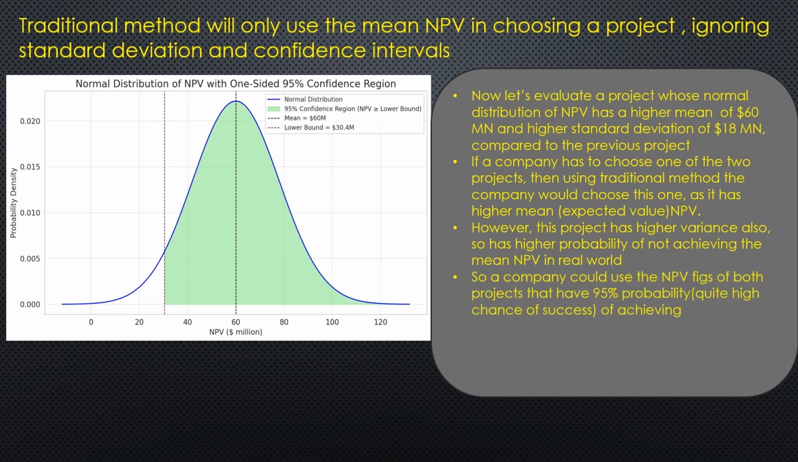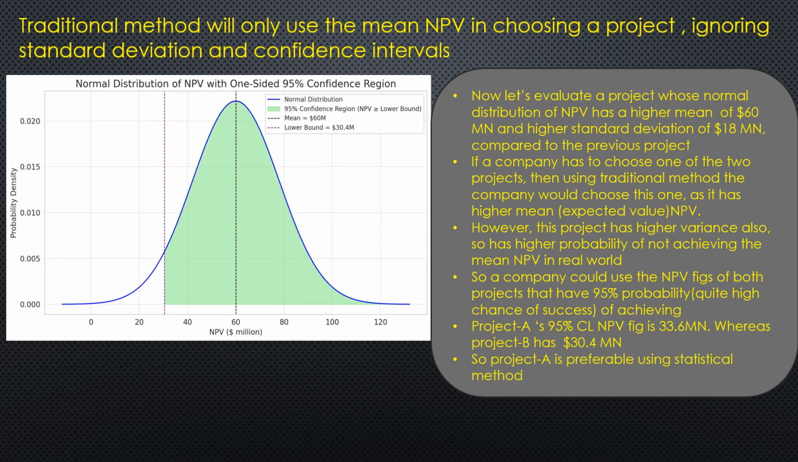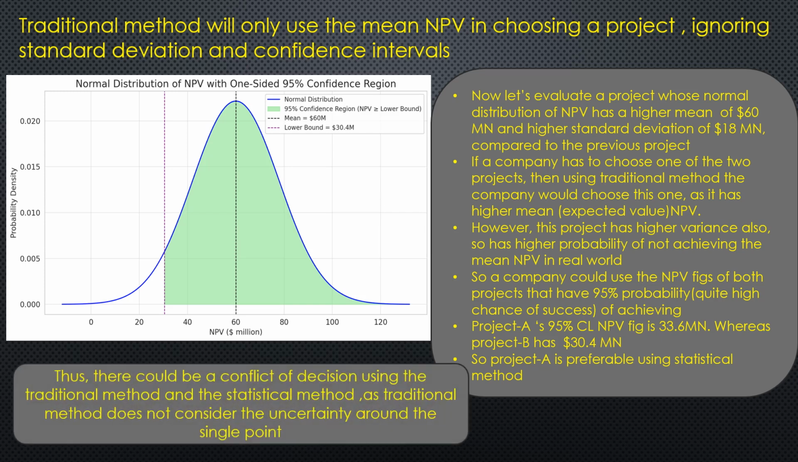So a company could use the NPV figures of both the projects at 95% probability, that is quite a high chance of success of achieving. Project A at 95% confidence level has an NPV figure of 33.6 million, whereas project B has 30.4 million. So project A is preferred using the statistical method, that is the risk adjusted method, and a risk averse company should generally choose project A. So there could be a conflict of decision using the traditional method and statistical method, as the traditional method does not consider the uncertainty around the single point.